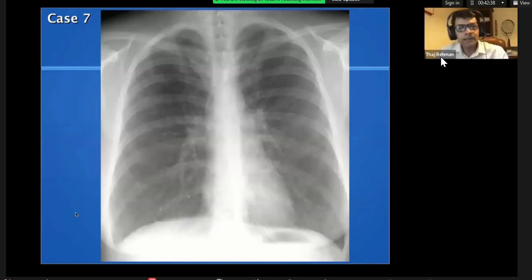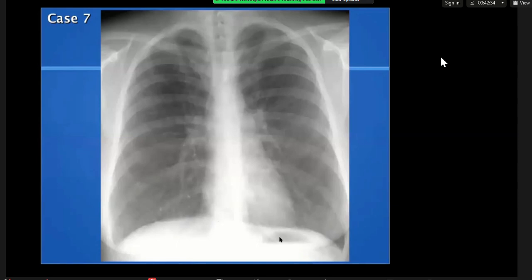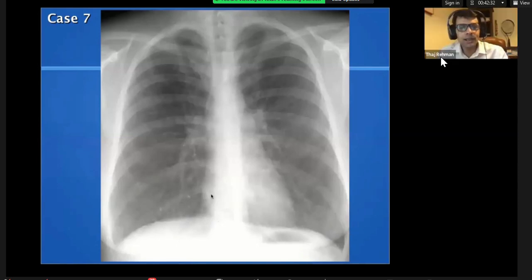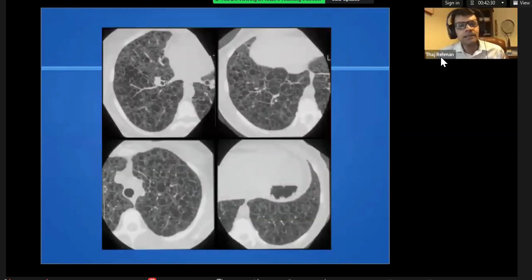Yeah, LCH is one, more common. But LAM, in a lady, can you see the breast shadows? LAM, very good. So that's a HRCT showing rather uniform cystic air spaces throughout the lung. This is typical for LAM. In LCH, there will be cystic spaces, but the cystic spaces are non-uniform. So this is pretty characteristic for LAM.